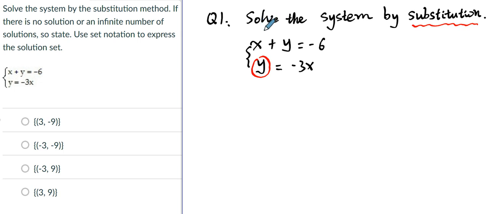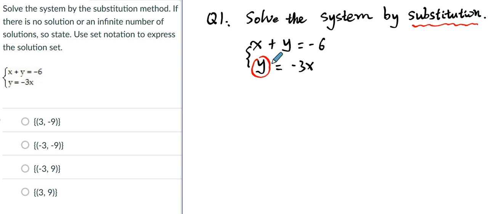This question says that we need to solve the system by substitution. The first linear equation is x plus y equals -6. The second linear equation is y equals -3 times x. So we need to find the x, y values which satisfy those two linear equations.